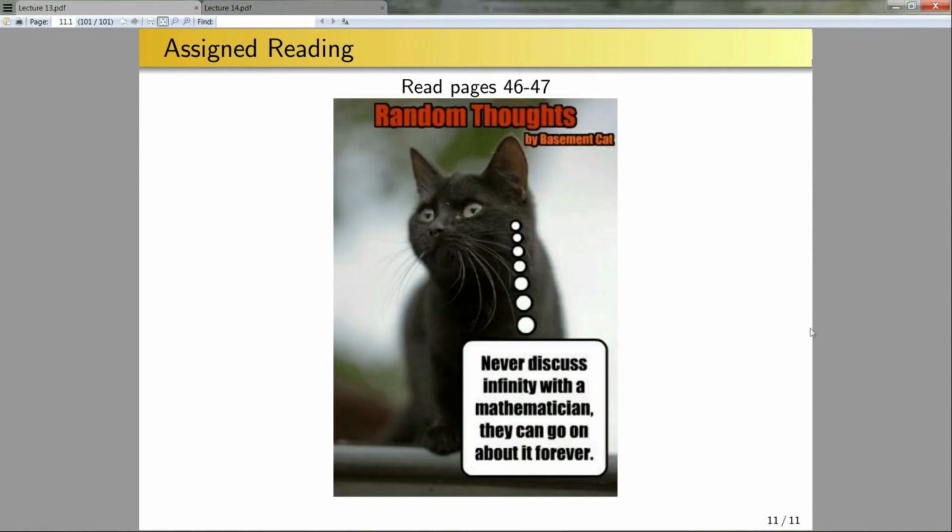Okay, so here's your meme for the day. Never discuss infinity with a mathematician. They can go on about it forever. And our next lecture is all about infinity.